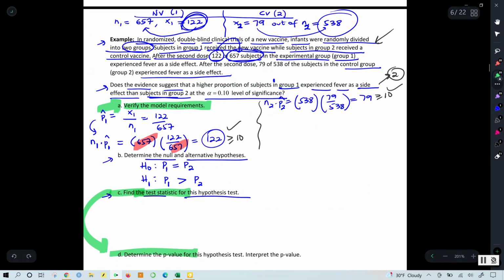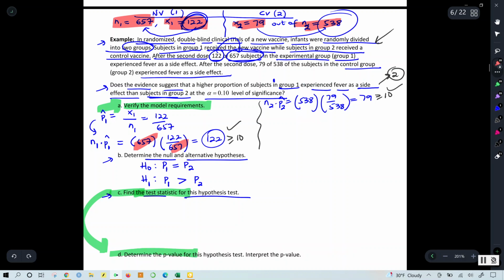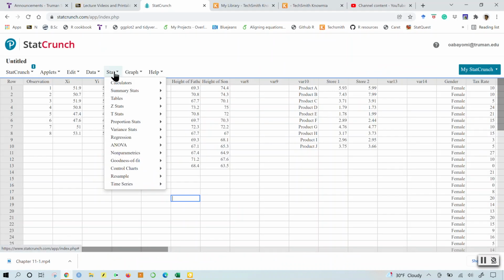And you're going to need the x1 out of n1 and x2 out of n2. You're also going to need your alpha in this case. So let's see how that is done in StatCrunch. So in StatCrunch, I am going to go to Stat, and I will go to Proportion Stats.